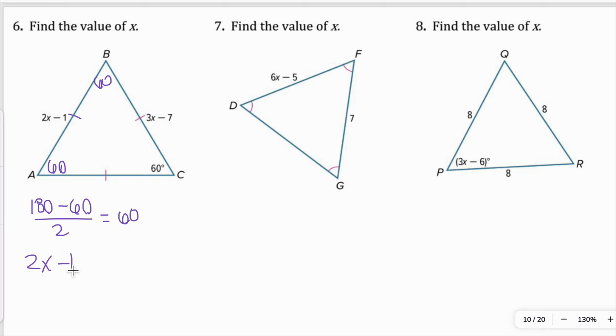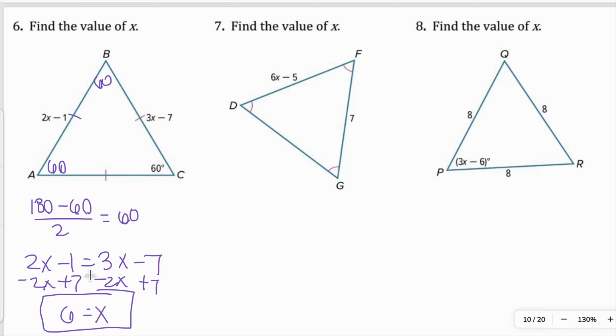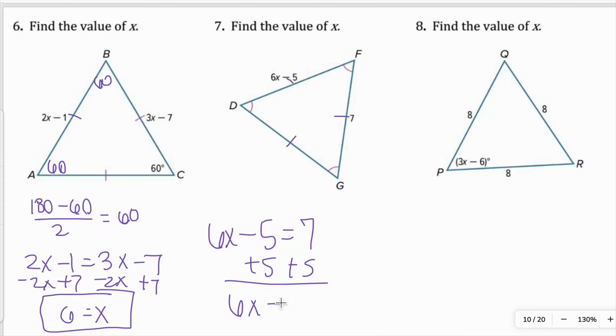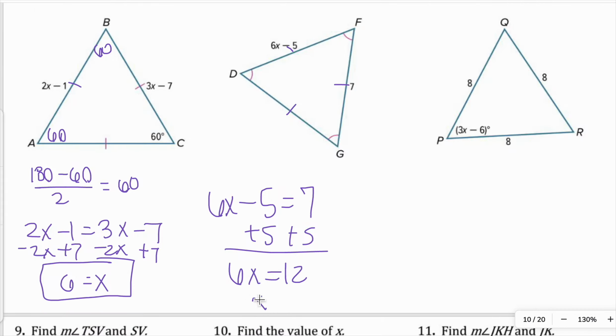So then I can say 2x minus 1 is equal to 3x minus 7. Subtracting 2x from both sides, adding 7 to the other side, I'm going to get 6 is equal to x. So just finding the value of x for that one. And then same thing here. This is an equiangular triangle, so that means equilateral for my sides. So 6x minus 5 is equal to 7. Adding 5 to both sides, I get 6x is equal to 12. So that means x is equal to 2.